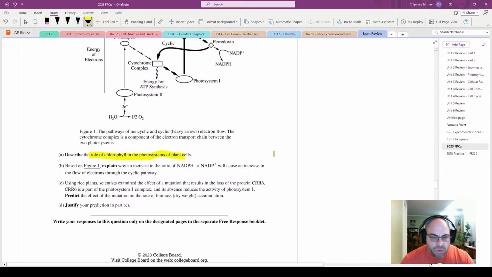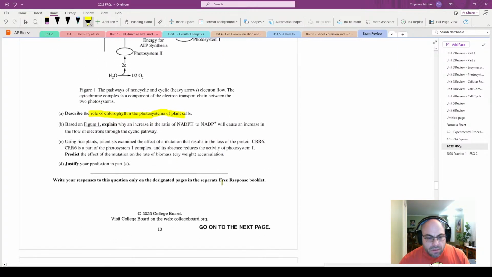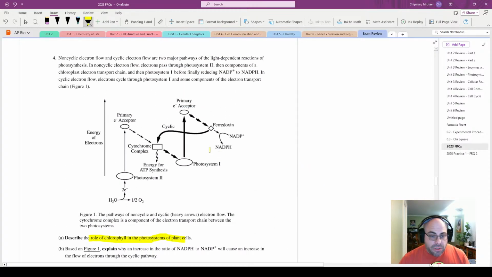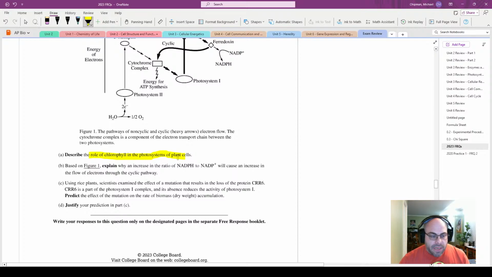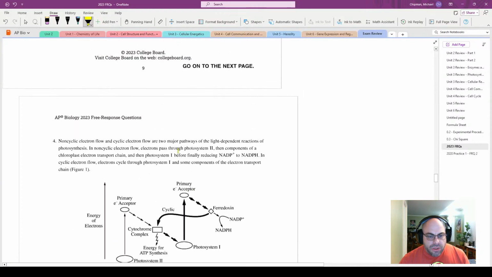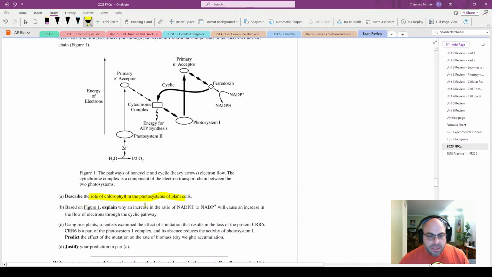It's just straight content. Describe the role of chlorophyll. It's a pigment that absorbs light. Moving on. That's it. Yeah, ETC. Good. That electron transport chain. Based on figure 1, explain why the increase in ATP rate will cause an increase in the flow of electrons through the cyclic pathway. Because the electrons are being reduced, because it's just being let go. I mean, I love the ETC. It's wonderful. Right? And so this one shouldn't take you long. These two are just simple content.